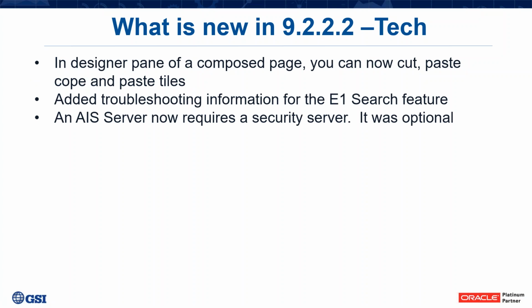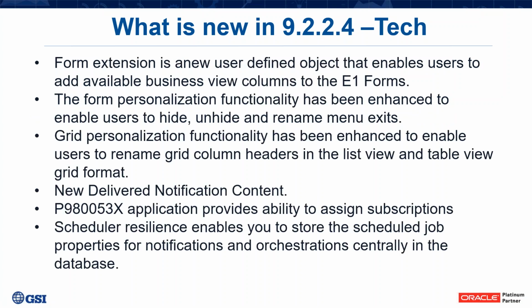Now 9.2.2.2, you can cut and paste tiles and copy. It says cope. I don't know if we need to cope with them, but I cope with JDE a lot. But I think that's supposed to say copy. You can now get troubleshooting information in the search feature, and now you have to have a security server for AIS. Before this, you didn't have to have it, but now you do. Now there wasn't a 9.2.2.3 release, so we're gonna skip right over that. We're gonna go right to 9.2.2.4.